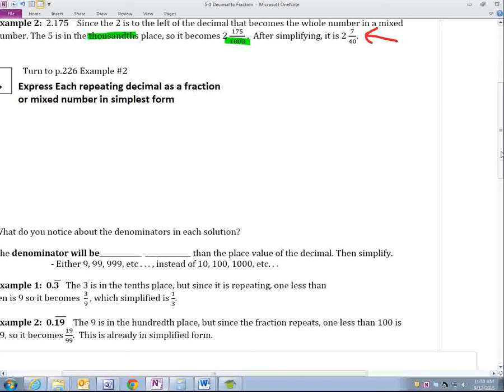So, I typed this one up. It says, express each repeating decimal as a fraction. I want you to write that down, because this is not in your notes. Write it small, please. Express each repeating decimal as a fraction or mixed number in simplest form.